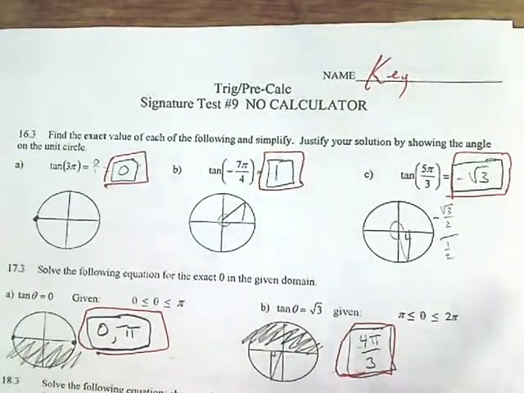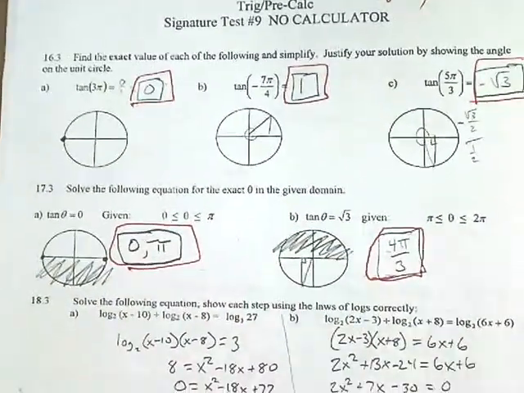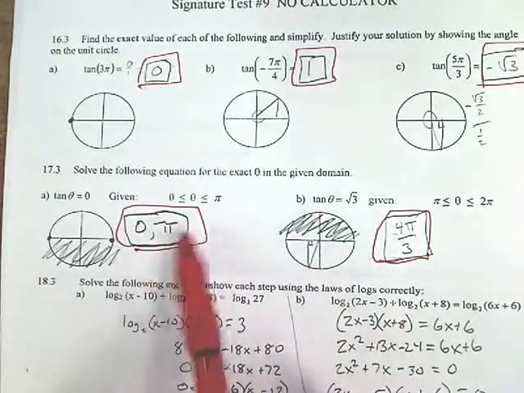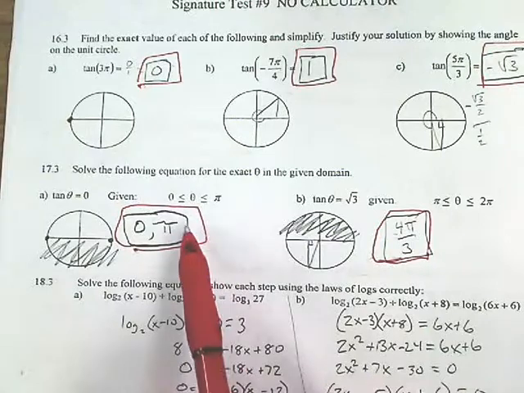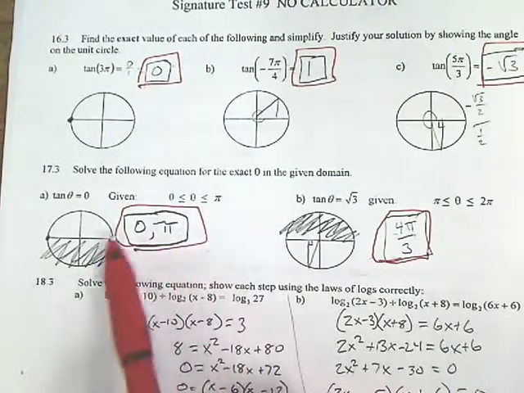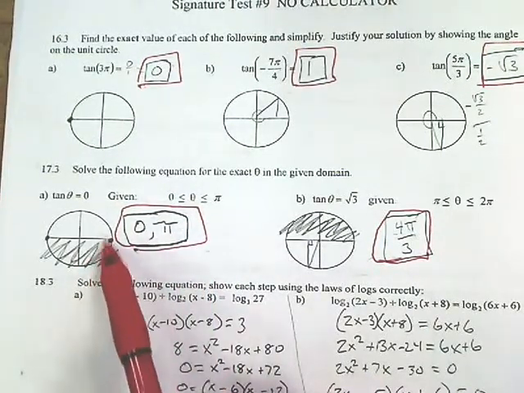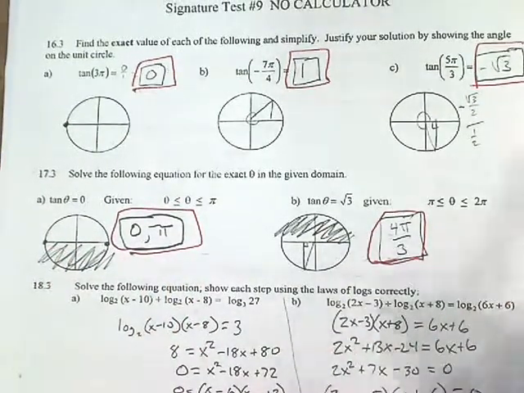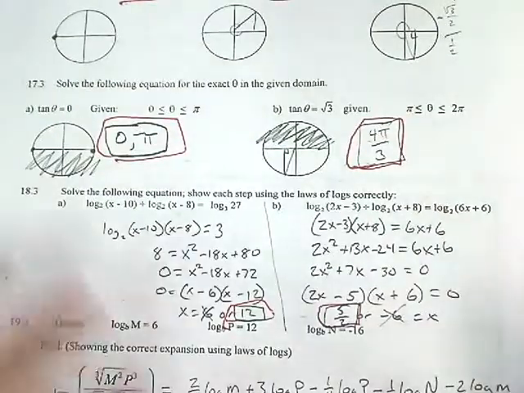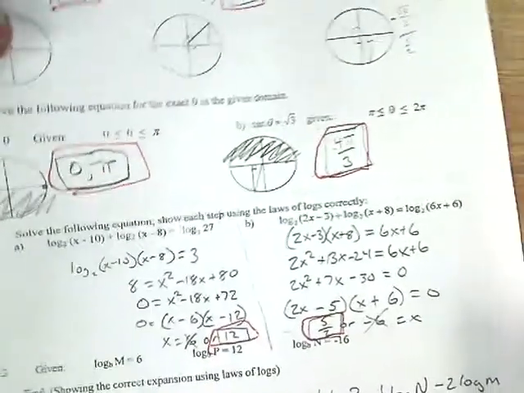All right. Most people did those correct. If you missed it, you probably wrote 2 pi or something like that, which wasn't in the domain. So it only went from 0 to pi. That's why there was just 2 of them. Most people did very well on that one.